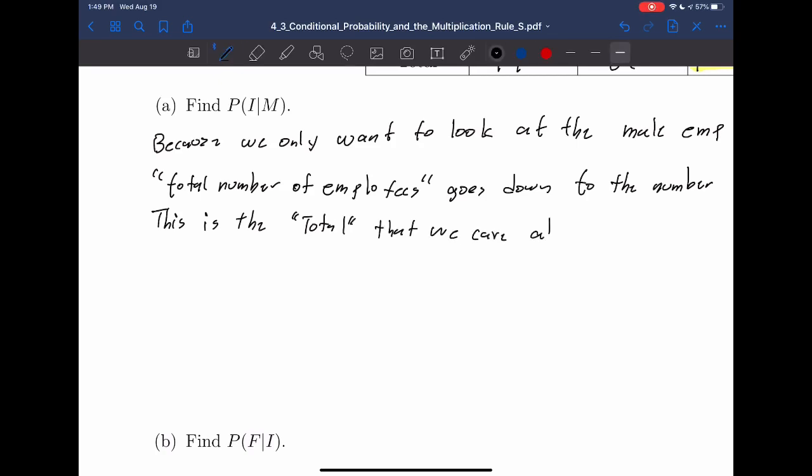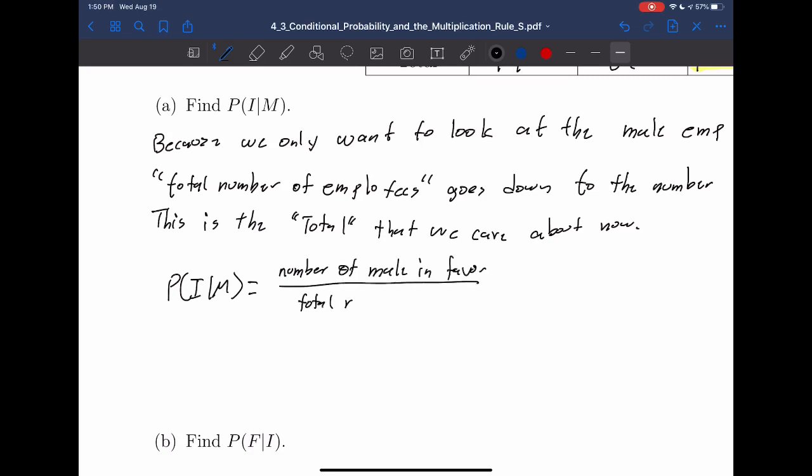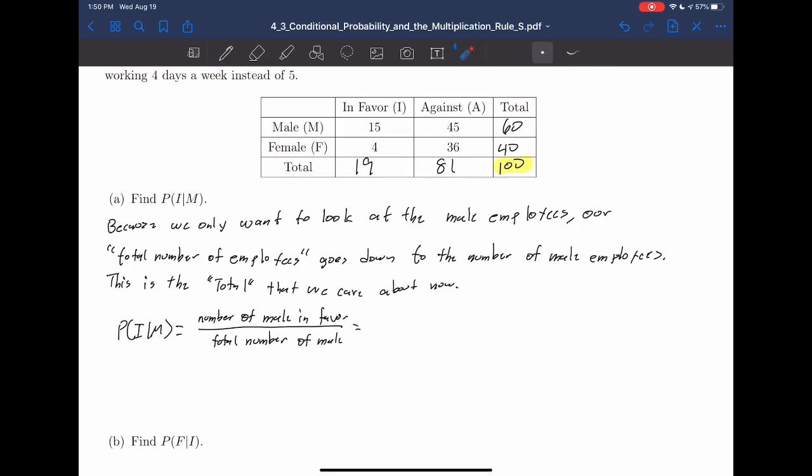So to compute this probability, the probability of a person in favor, given that they're male, is the number of males in favor over the total number of males in the company. So if you look at our chart, there are 15 out of 60, or 0.25.